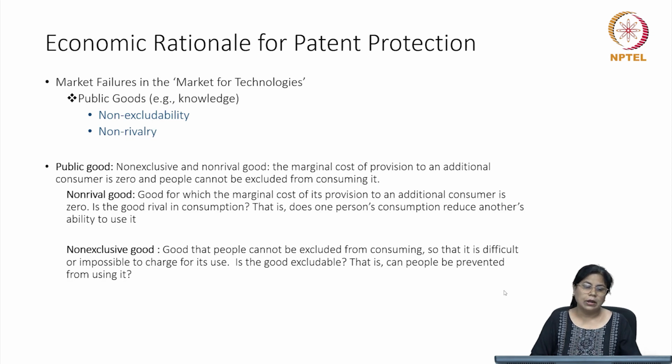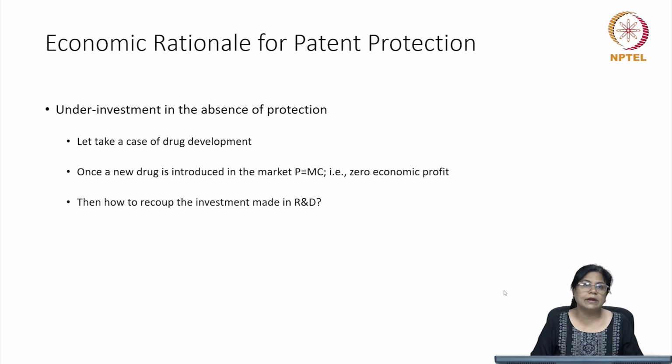Now, against this definition, let us try to understand what it is about knowledge. Knowledge is definitely a public good because once you have a product, let us say a knowledge-based product, it is very easy to imitate it. Then what you will find is that the cost of production of an additional unit would be very limited. And also, it is very difficult to exclude other people from learning from it. Let us understand with an example.